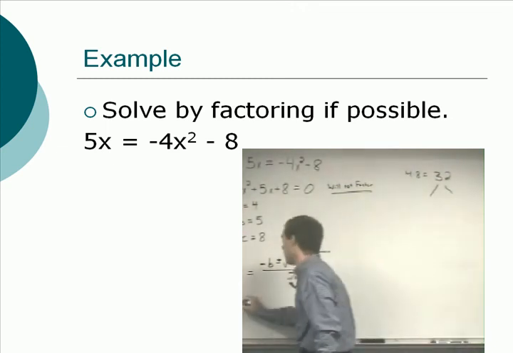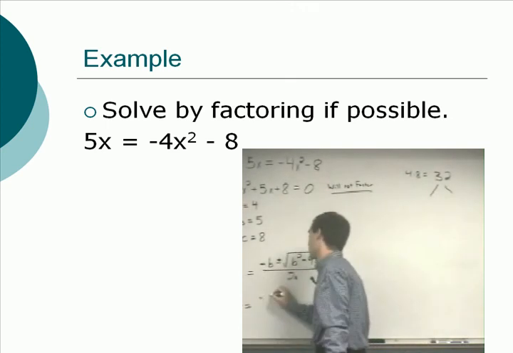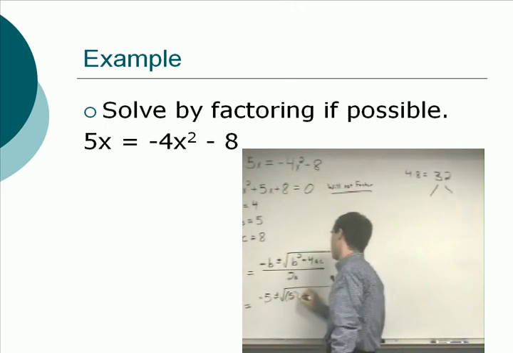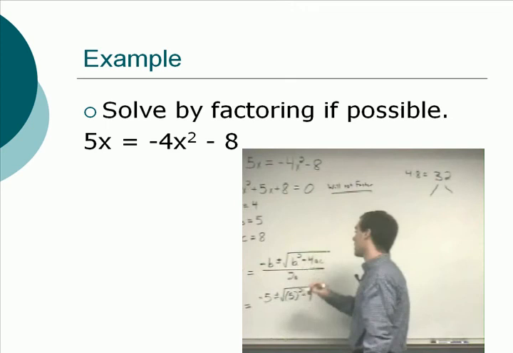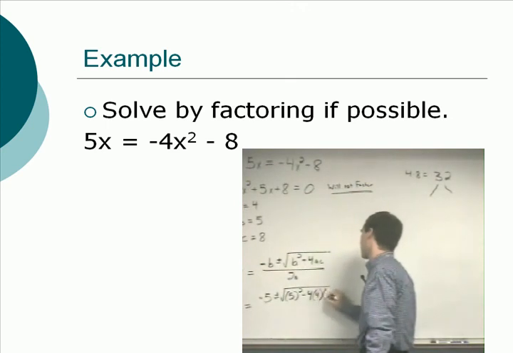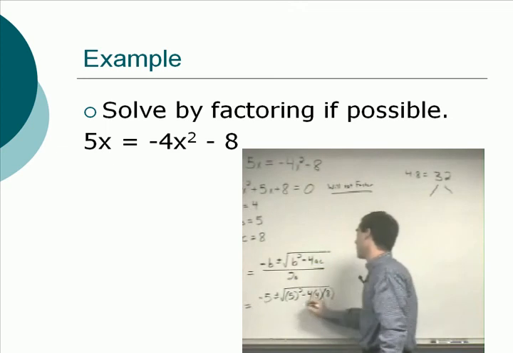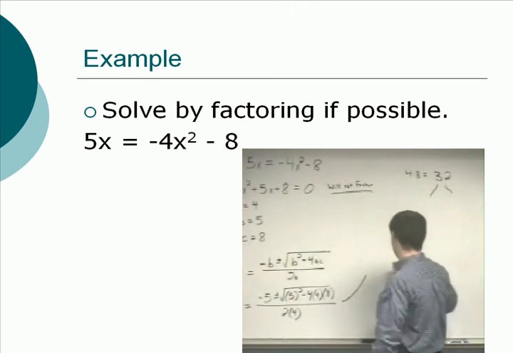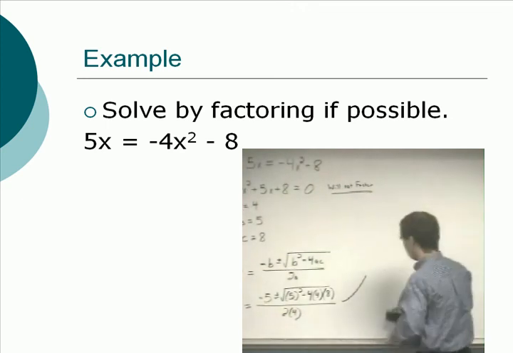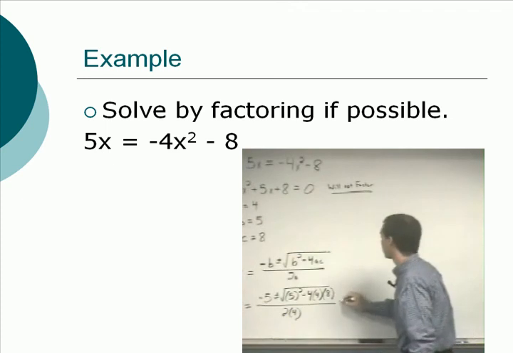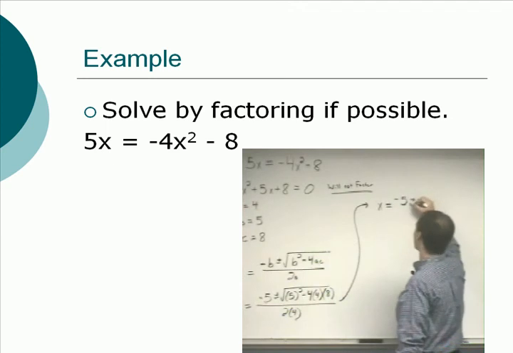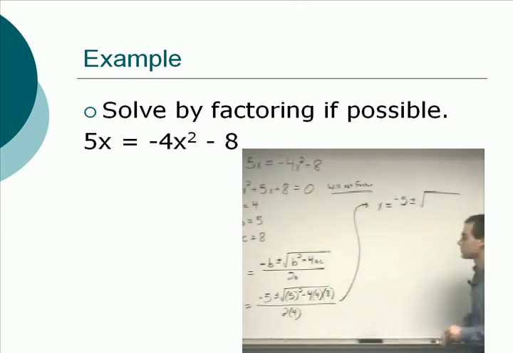So let's fill in what we know. We know that x is equal to negative b plus or minus the square root of b squared minus 4 times a times c all over 2a. Okay? So where does that leave us? We have x equals negative 5 plus or minus the square root of 5 squared minus 4 times 8.